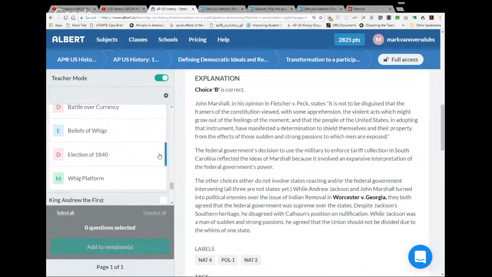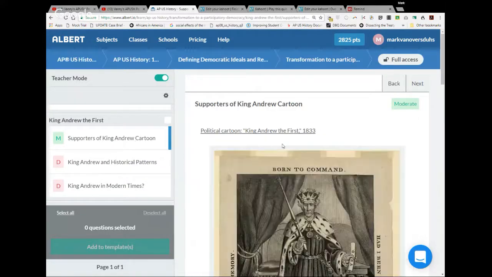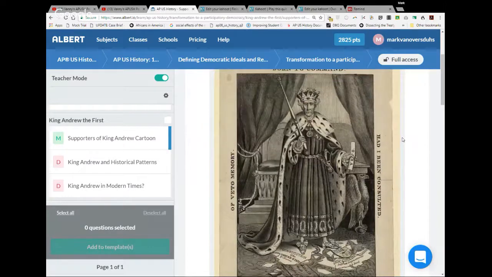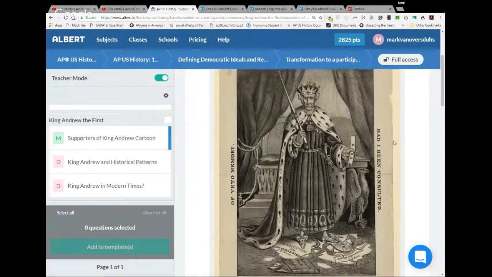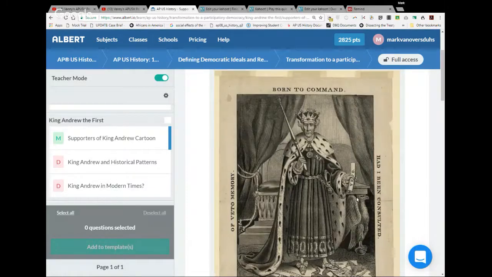Let's take a look at just a couple more here. Okay. Here we have King Andrew I, born to command. Had I been consulted, a veto memory. Here you have Constitution of the United States down here at the bottom. And this says internal improvements, U.S. Bank. He holds in his hand the veto.